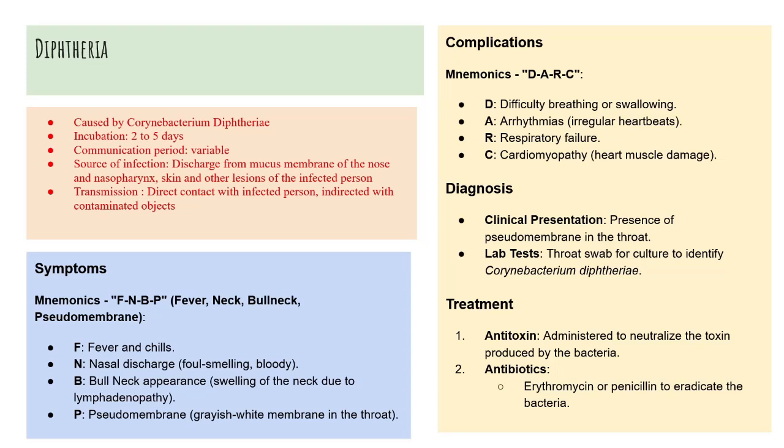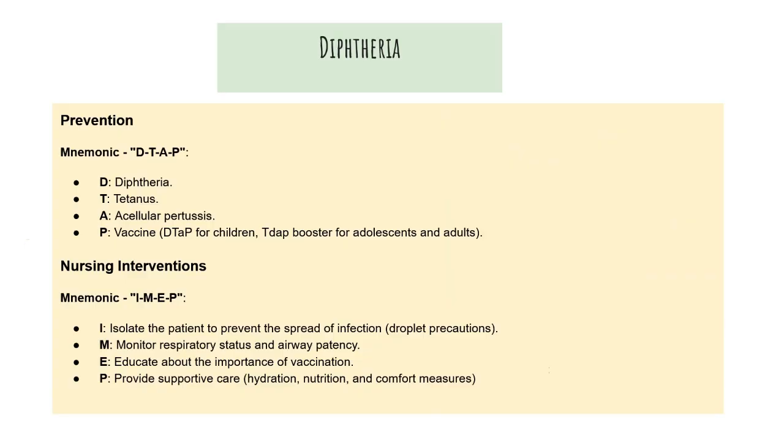Next is the complication mnemonic, DARC: difficulty breathing, arrhythmias, respiratory failure, cardiomyopathy. Diagnosis: throat culture will be done to see the throat swab to identify the bacteria, and the presence of the pseudomembrane in the throat will be the clinical presentation. Treatment: antitoxins will be given to neutralize the toxin produced by the bacteria. Antibiotics, erythromycin or penicillin, to eradicate the bacteria.